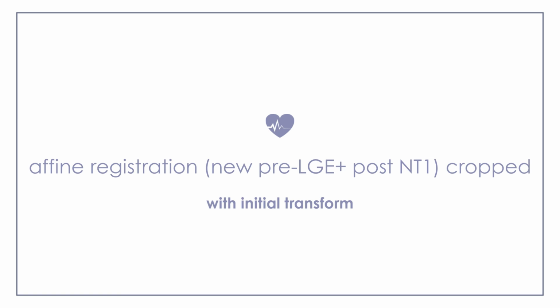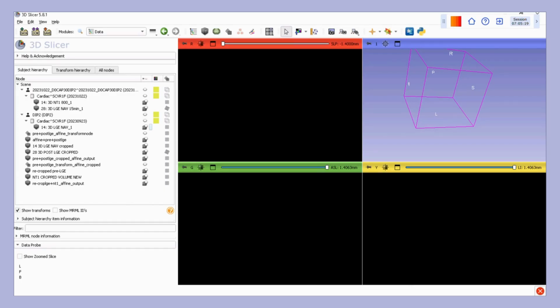So when recropping, we used this reference image to cut out the atria and align the native T1 as best as possible with the post-LGE, which is what you see in the image. Let's take a quick look at the registration process with the newly cropped pre-LGE and the cropped native T1.